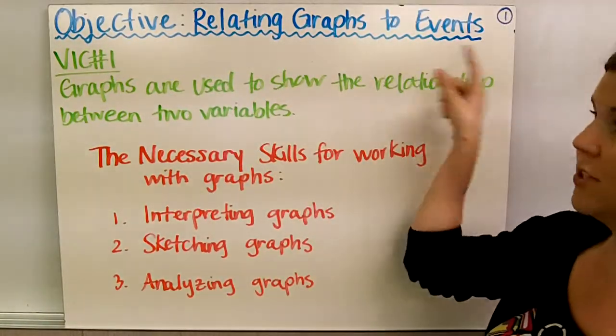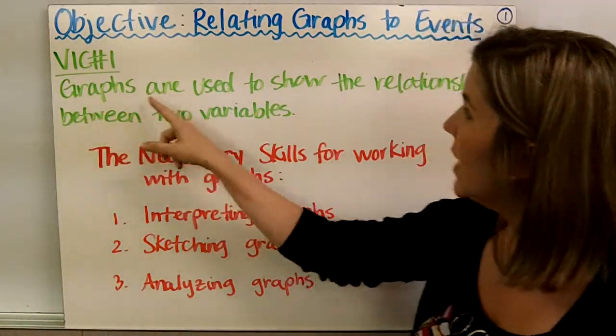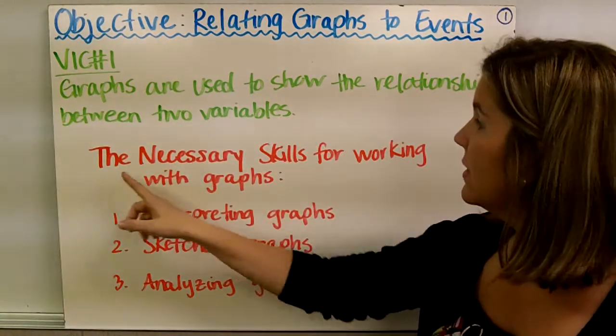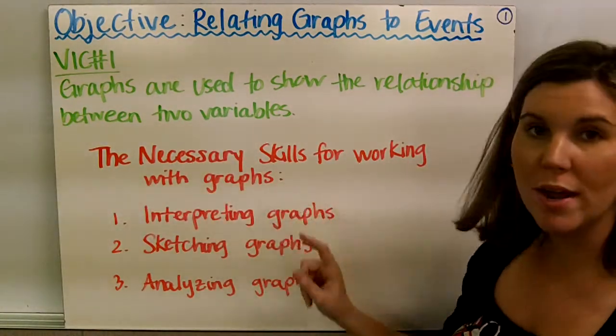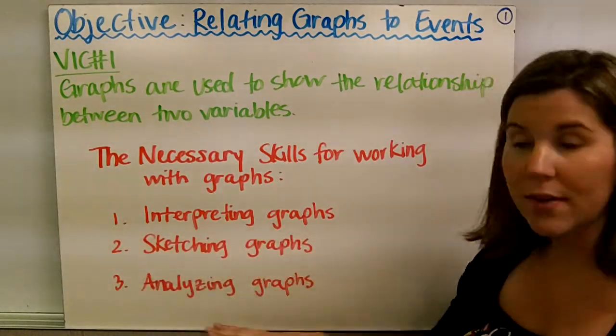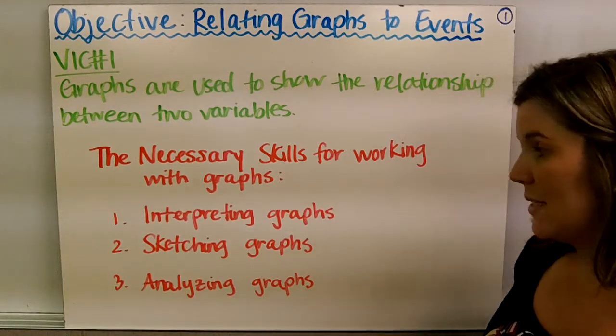Objective: relating graphs to events. Big idea number 1: graphs are used to show the relationship between two variables. The necessary skills for working with graphs are, first, interpreting graphs; second, sketching graphs; and third, analyzing graphs.